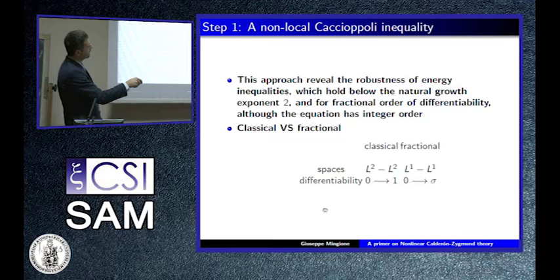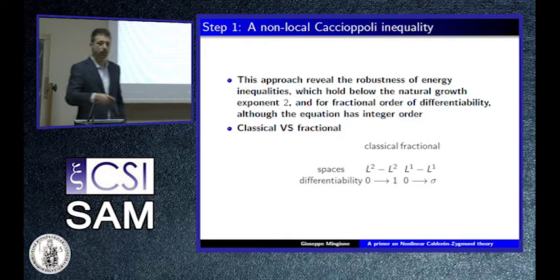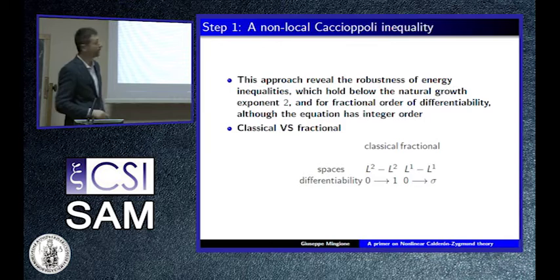This is the similarity between the classical and the new fractional Caccioppoli inequality. The classical one: L2, L2, L1, L1, and 0 to 1. They improve. You don't jump from 0 to 1, but from 0 to σ. Any σ is okay now.